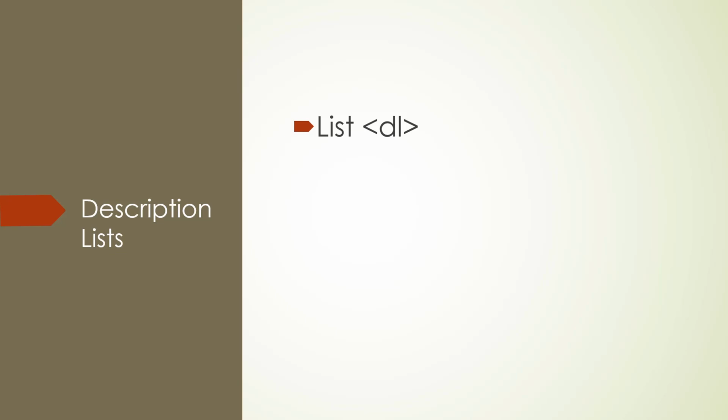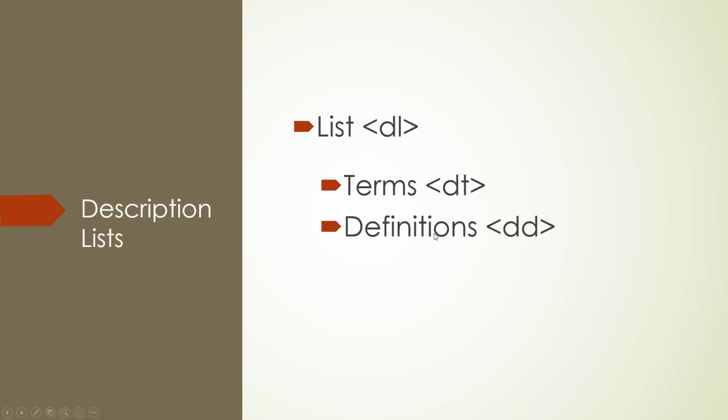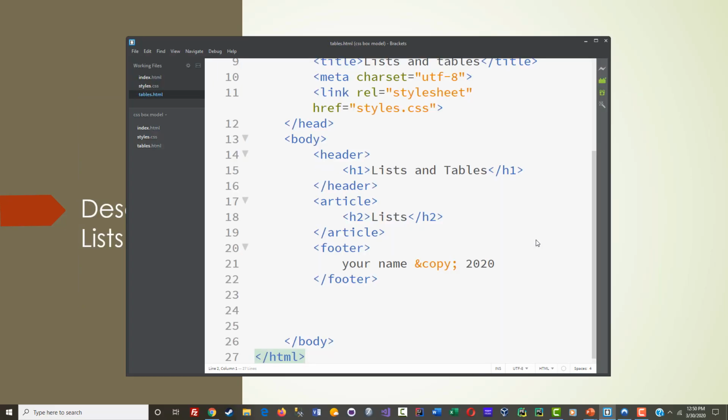What the description list does is it pairs things together. It starts out with a DL, and then it has a term, DT, and then it has one or more definitions, DDs. Okay, so that's how a description list works, and let's take a look and show you how that works.